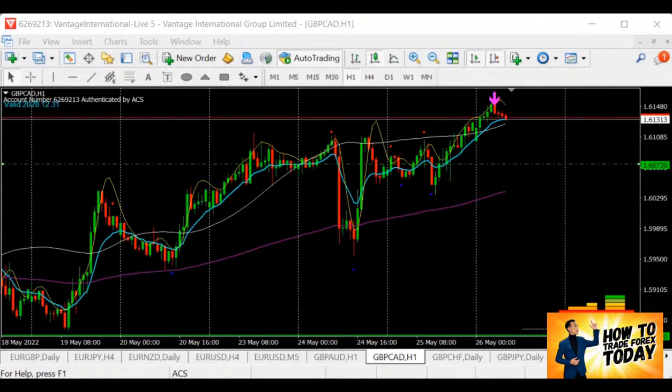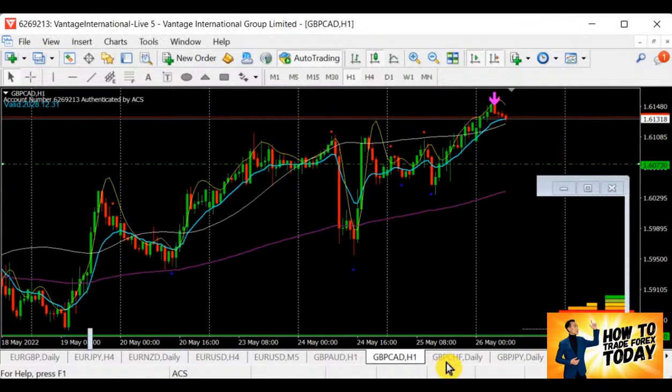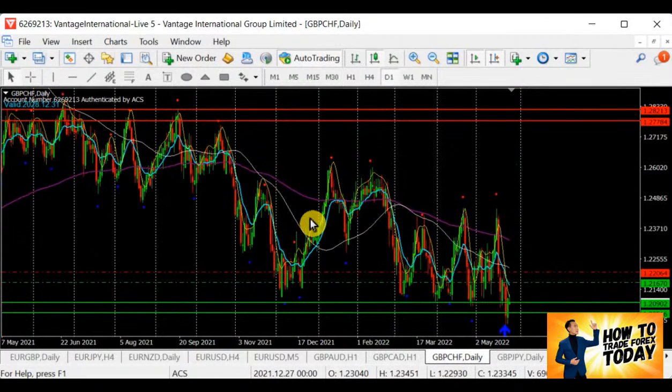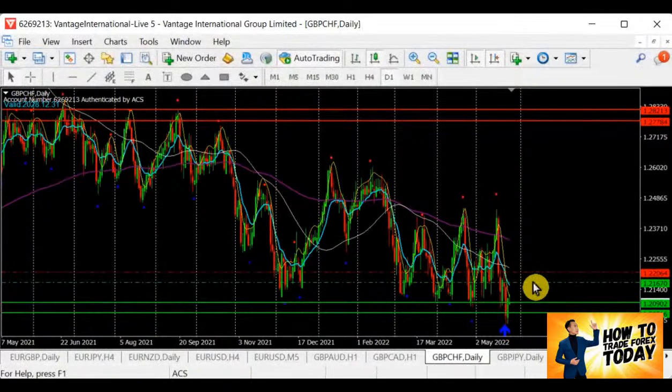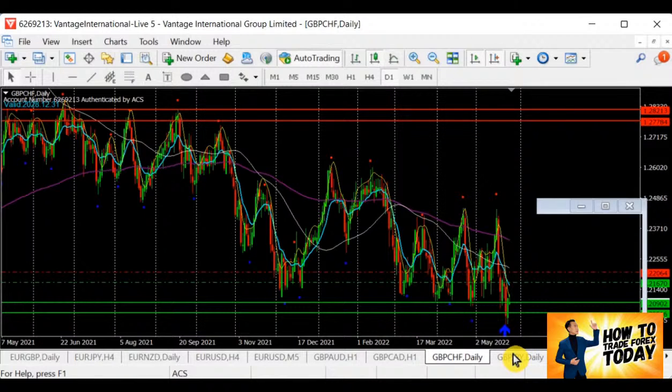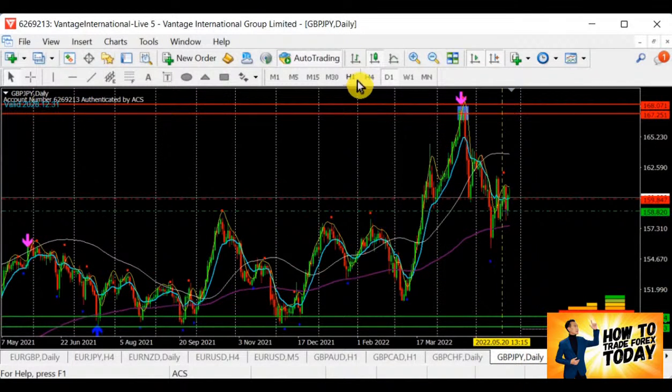All right. So next to go, Pound Franc. Pound Franc is still struggling around this area. Yesterday it managed to go below, but it pushes up very easily. So I guess for Pound Franc, I think it's not very fantastic. So I'm going to give this a miss. All right. So Pound Yen. Let's take a look at Pound Yen.